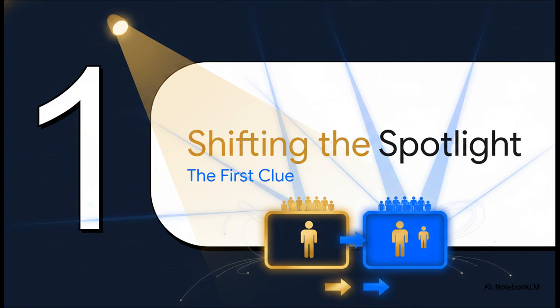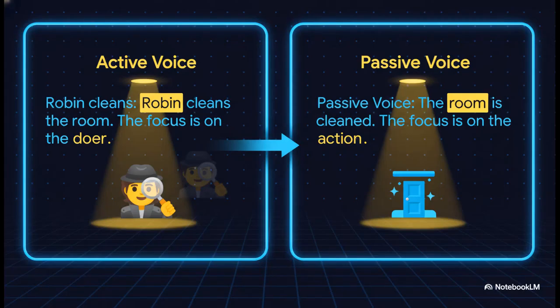All right, our first big clue. And you know what? It turns out it's not really about hiding someone at all. Nope. It's actually about changing the focus. Shifting the spotlight from one person to another. Let's take a closer look at the evidence. Okay, let's break this case down.